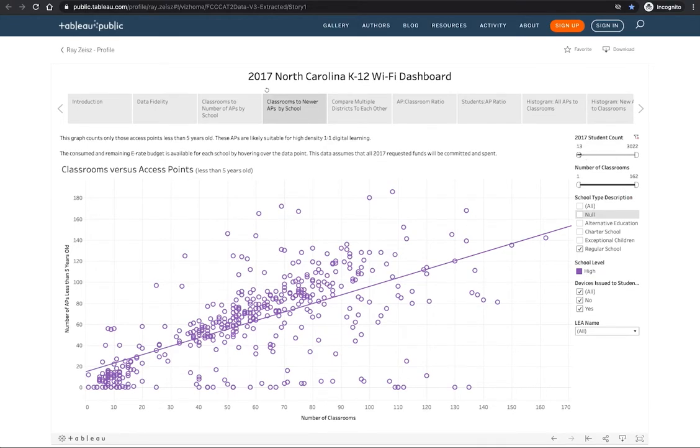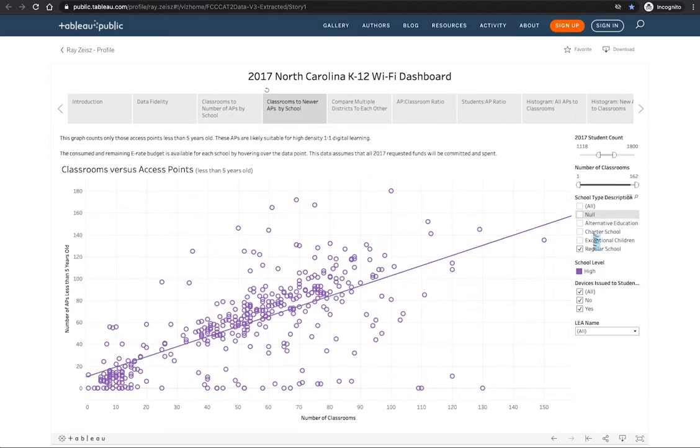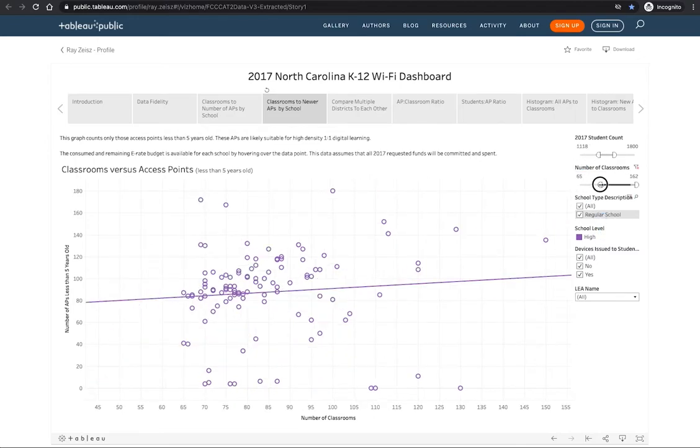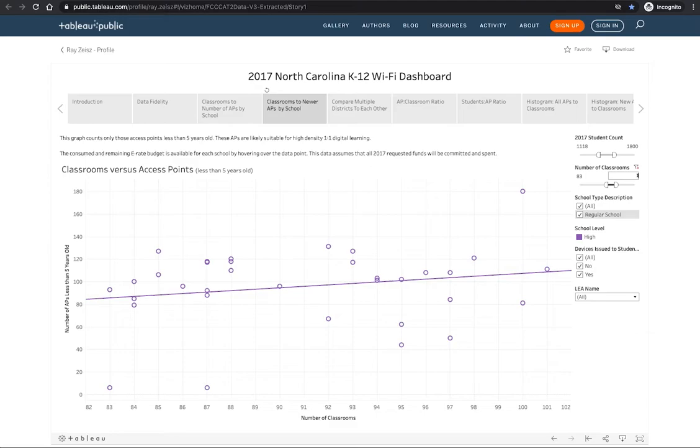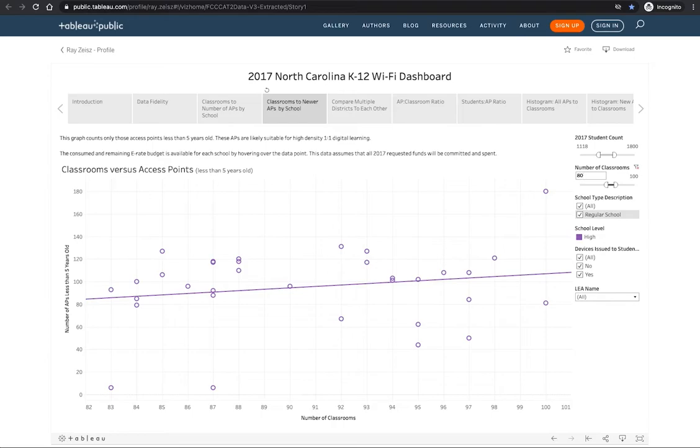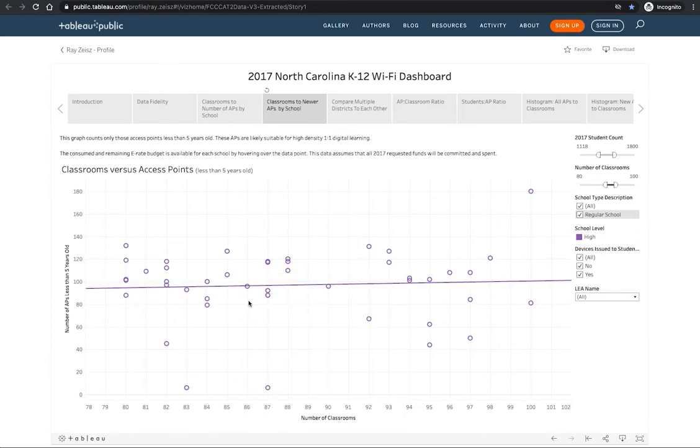Another way you can filter the data is to pick the student size, or pick the number of classrooms. Say you only want schools that have between 80 and 100 classrooms. You can even go right in here and type 80 and 100. Let's say you're just in that range. And there is some variability, but there's a lot right in the 1.2 range. So kind of feel safe that that's an acceptable target.